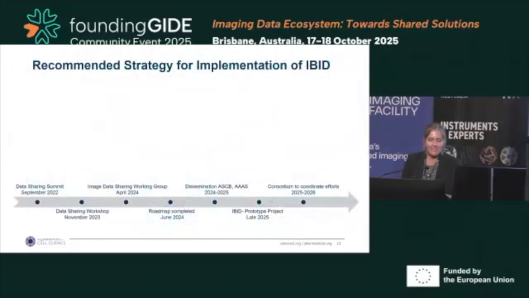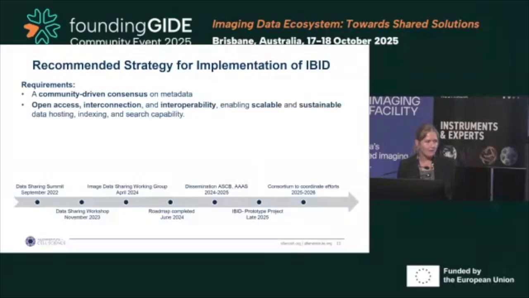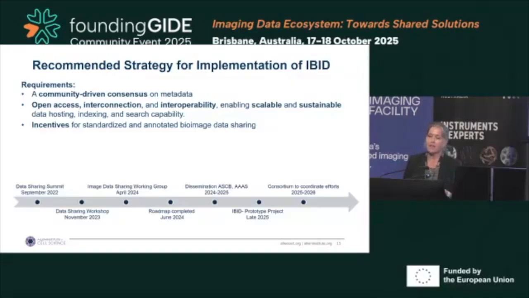The Image Data Sharing Initiative also recommended some strategy to implement this IBID. We like to refer to it as IBID. It's our little cute name. First requirement is definitely to have a community-driven consensus on metadata, so it's already happening everywhere. We definitely will need open access, interconnection, interoperability, and we need to create incentives so that researchers see the value in sharing well-documented image datasets.